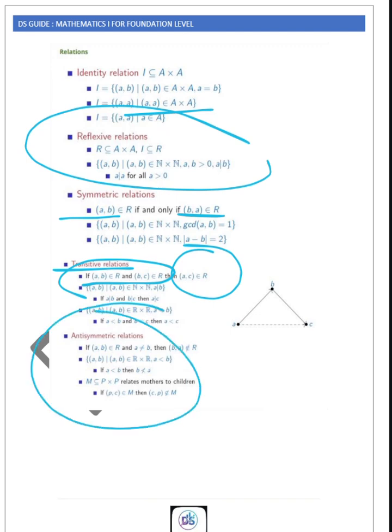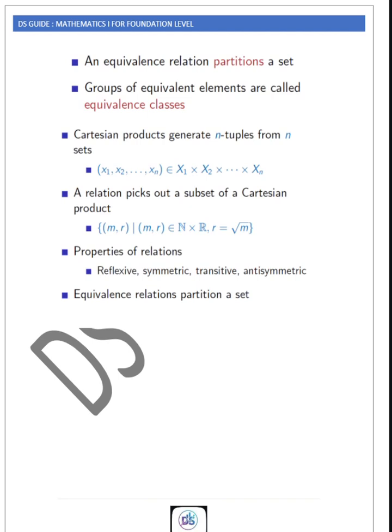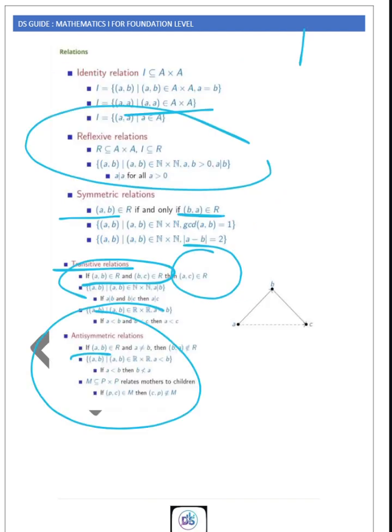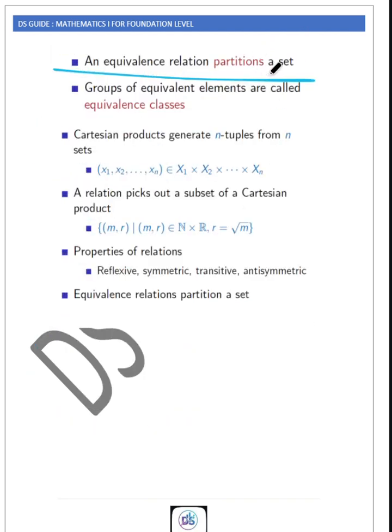Antisymmetric relations are the ones where, if (a, b) belongs to R and a is not equal to b, that means (b, a) should also not be present in R. What is the equivalence relation? It is reflexive, symmetric and transitive. And the group of equivalent elements is known as an equivalence class.